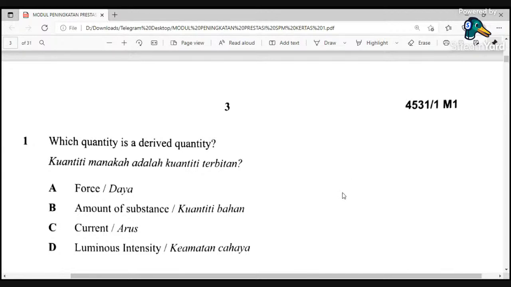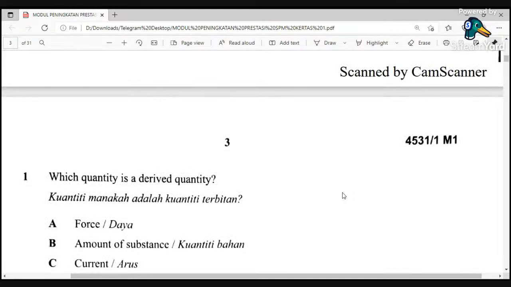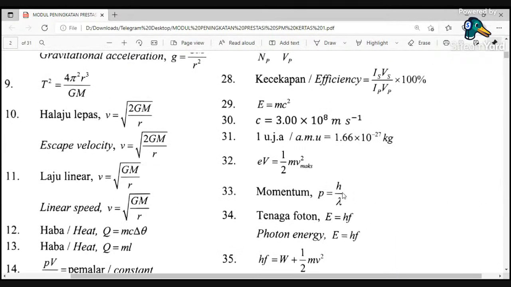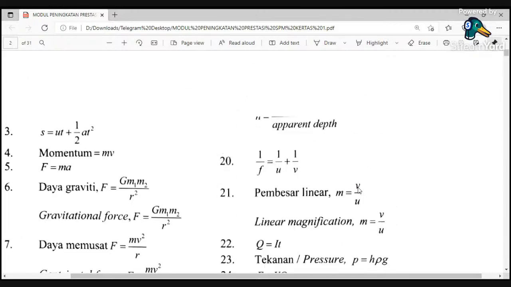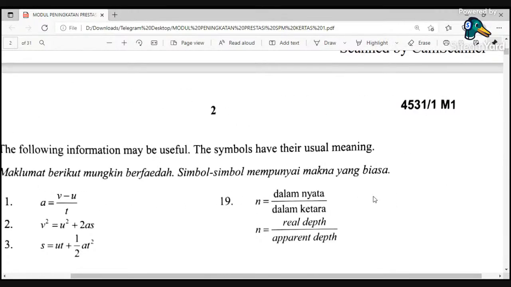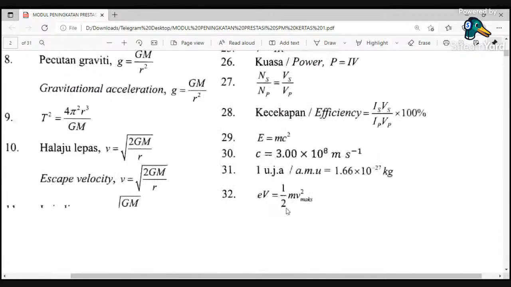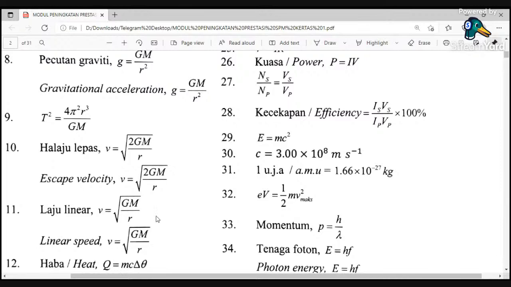Okay, let's look at number 1. As usual, before you answer paper 1, you can just go through the list of formula. What are the formulas given to you? Formula ni penting ya. Kalau nampak di sini, nanti ada soalan boleh kembali untuk ambil formula yang diberikan.